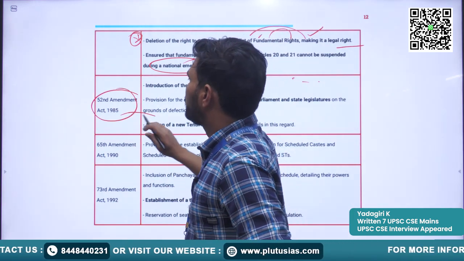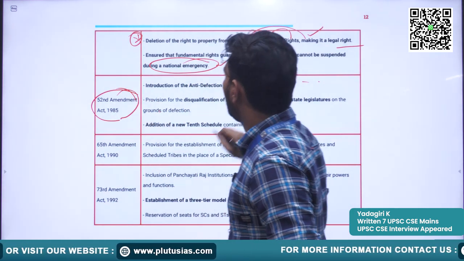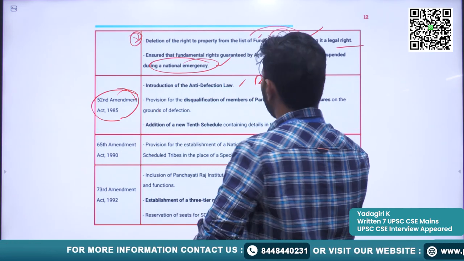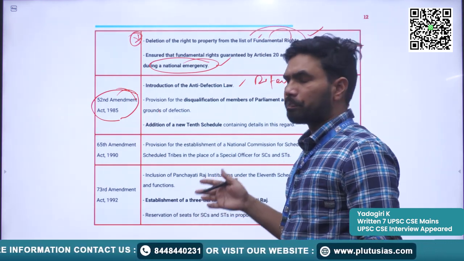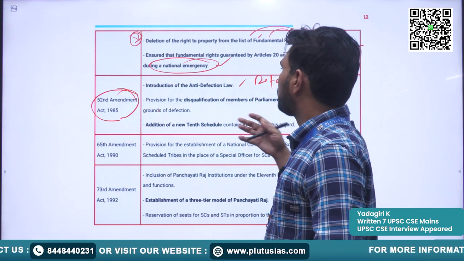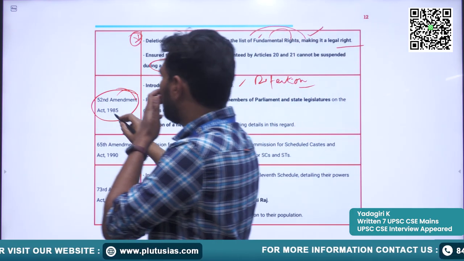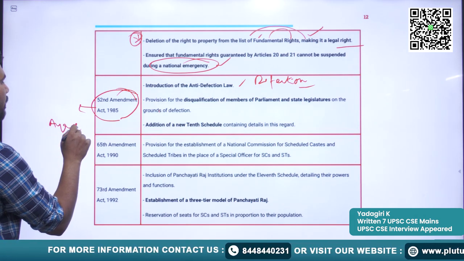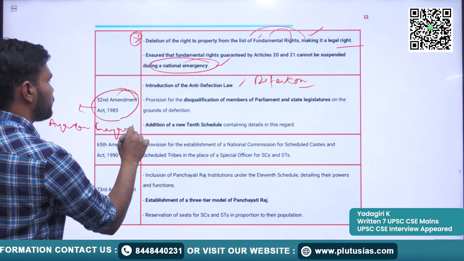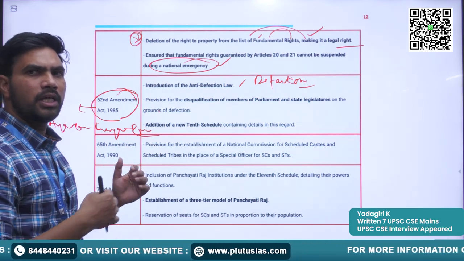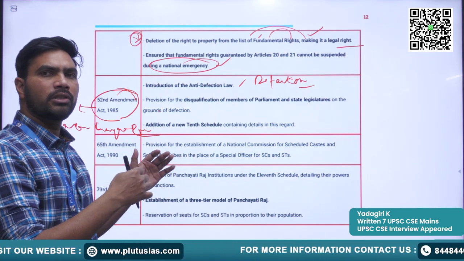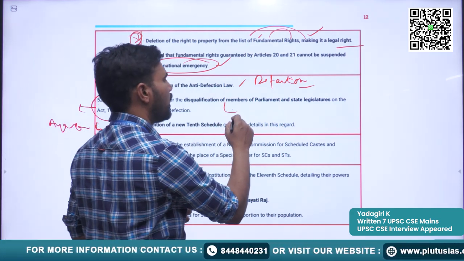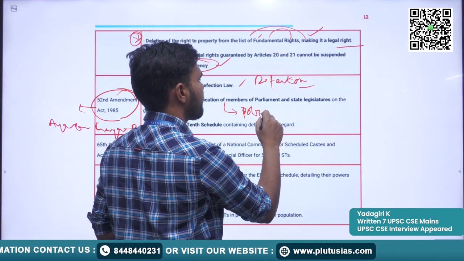Right. Next one is the 52nd Constitutional Amendment Act. Basically, this is to prevent defections by members of Parliament or members of the state legislative assembly. During this time, there was a precarious political scenario: Ayaram, Gayaram. Basically, MPs or MLAs were crossing political parties freely. So it led to political instability.